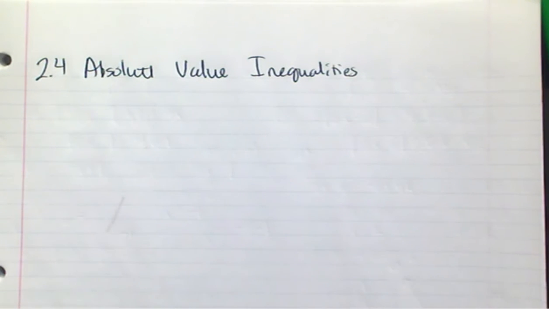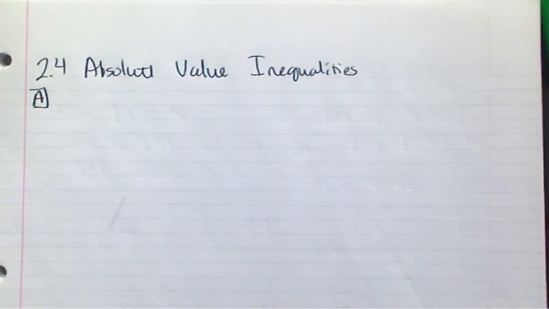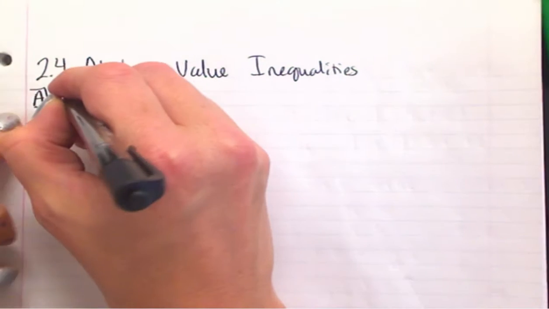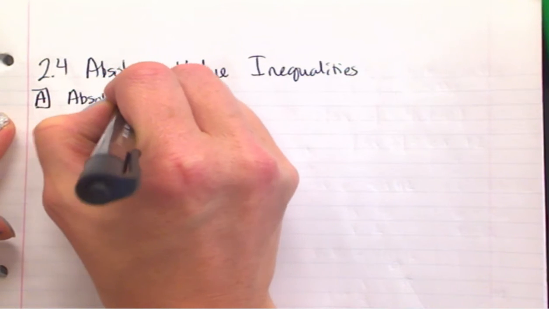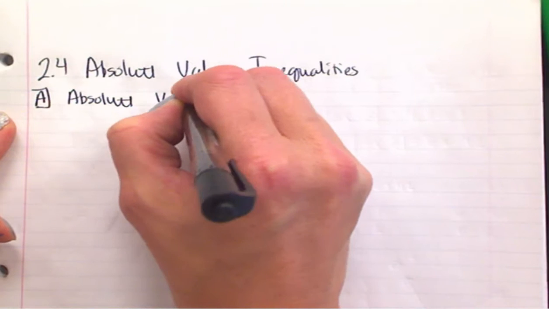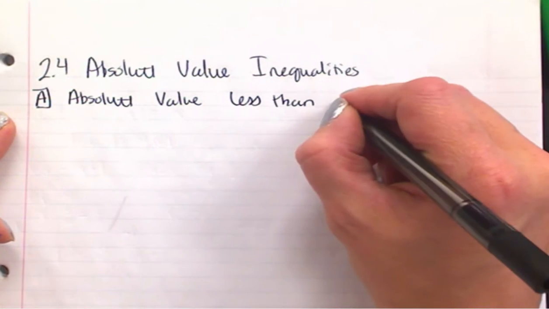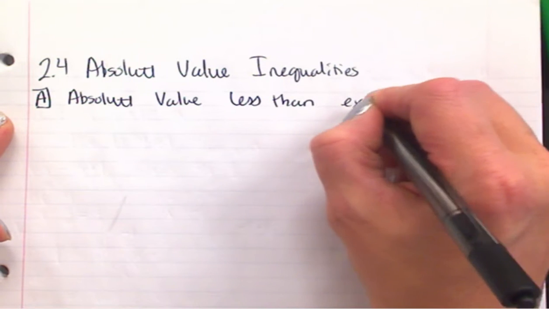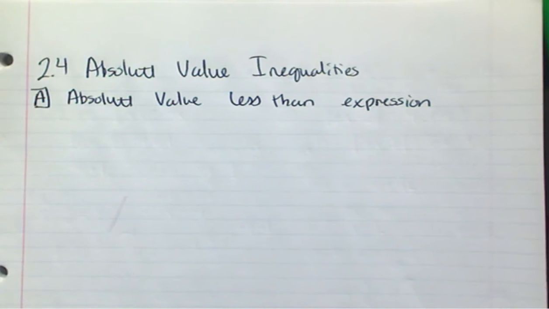Okay, we have two types of inequalities we're going to look at today. Absolute value less than an expression. Now, I didn't want to say less than a number because it doesn't always have to be a number on the other side of the equals.